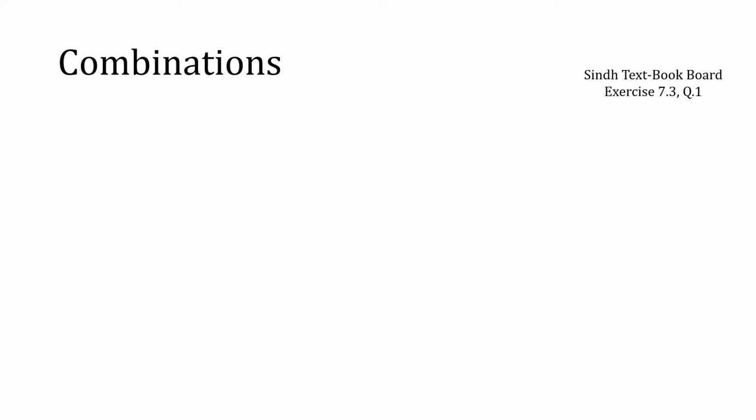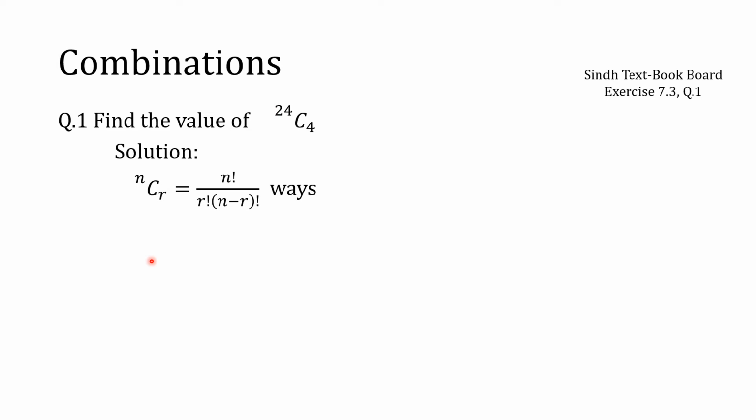Now we will take some exercise questions. In this question, we have to find the number of combinations of r objects from 24 different objects. We know the formula for combination. The number of combinations of r objects from n different objects is equal to n factorial over r factorial times n minus r whole factorial different ways. Here the value of r is 4 and the value of n is 24. So we have 24 factorial over 4 factorial times 24 minus 4 whole factorial.